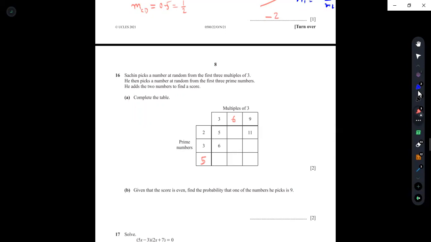Then what he does after that is add the two numbers. So 3 and 2, he added them to get 5. 6 and 2, he will get 8. 9 and 2 he will add, he gets 11. So like that we can complete the table. So 6 plus 3, 9 plus 3, 3 plus 5, 6 plus 5, 9 plus 5. So we have completed this table.